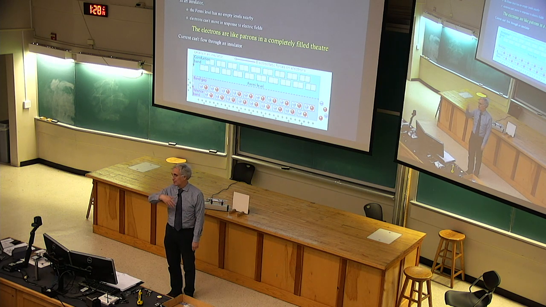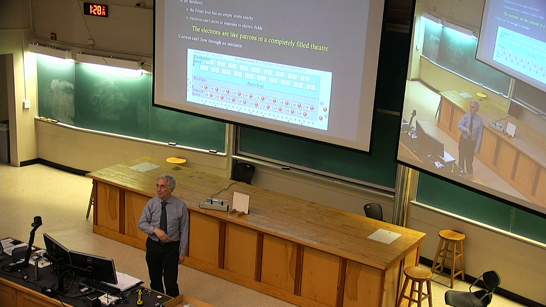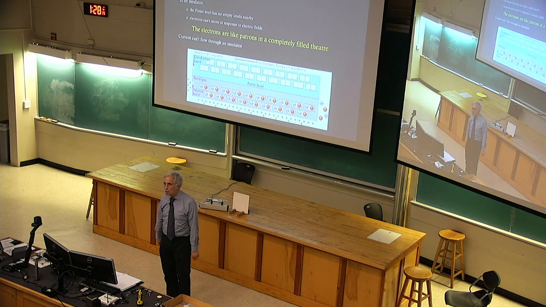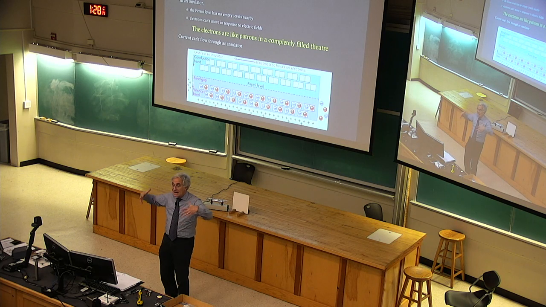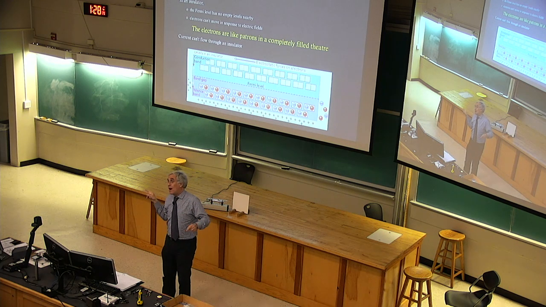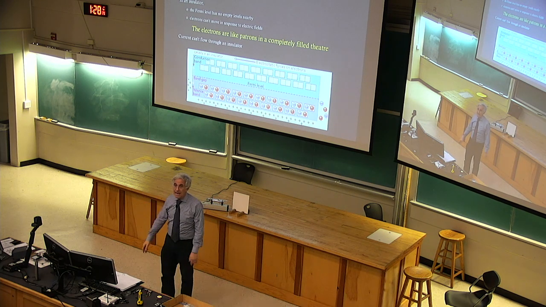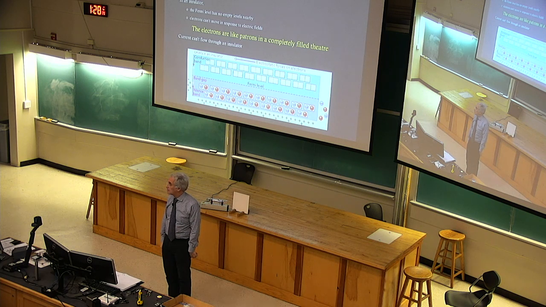I'm going back and forth between the analogy and the real world. In the theater, nobody can move. In the solid, no charge can move. Therefore, you can't get current to flow through this thing. If you put high voltage at one end, low voltage at the other, you get an electric field in the material, and electrons would want to go opposite the field. They're negatively charged. They want to go opposite the field, but they're boxed in. They can't move. So they just sit there.